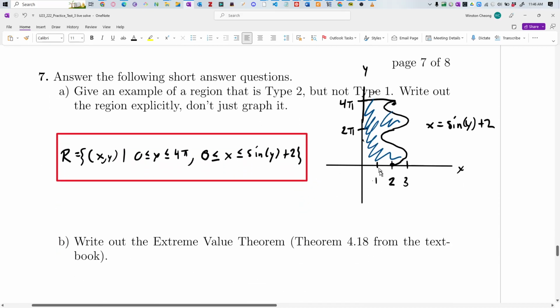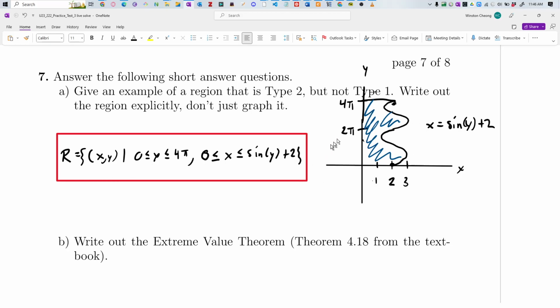So again, this is the sine function with 2 periods, flipped vertically, so that's a type 2 region. And this is how you would describe this region symbolically. So y ranges from 0 to 4 pi, and then x ranges from 0, that's this y-axis line, x between 0 and the function, sine of y plus 2.